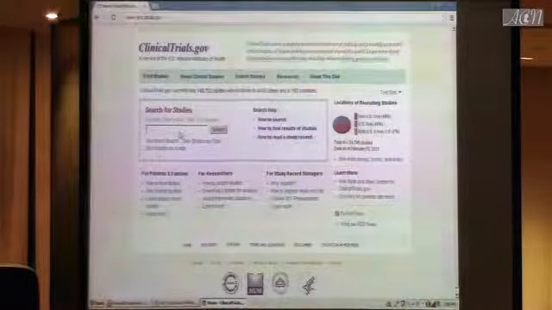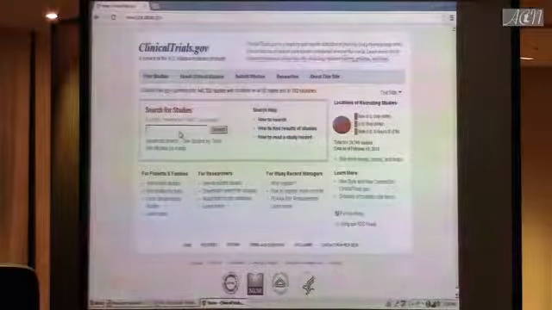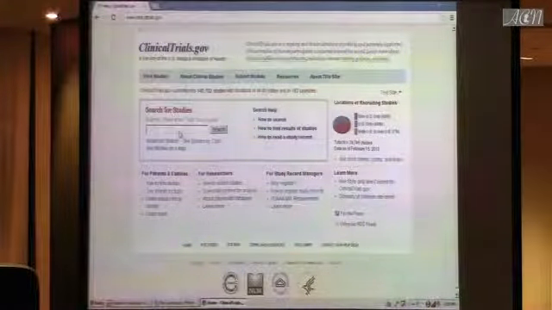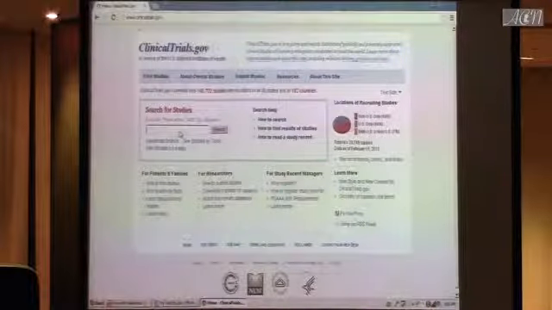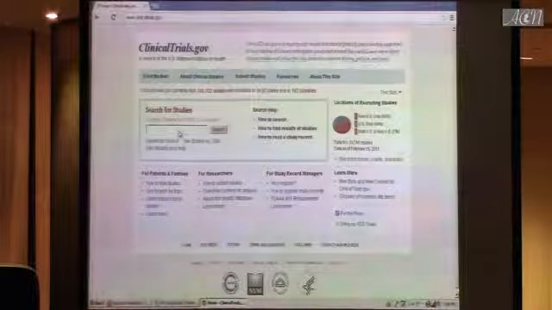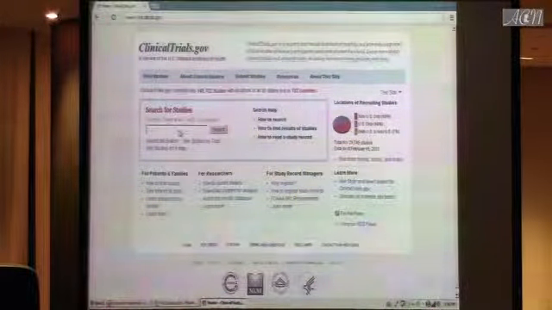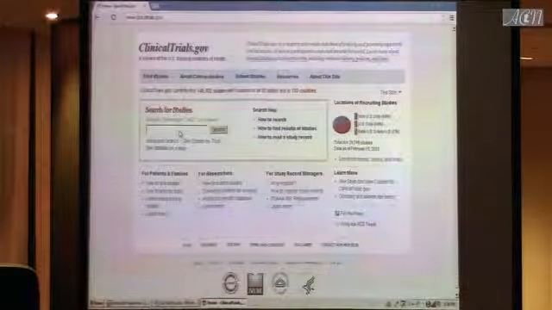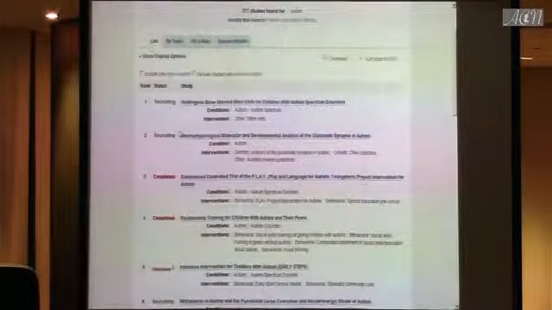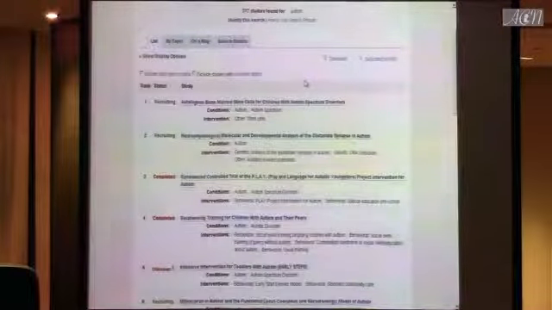I have patients all the time who ask me about autism. Is autism treatable? Is there any treatment for autism? Can we do stem cells for autism? Tell me about Leucovorin or Memantine for autism. You can just go here and put in a search, and you will find all the studies.